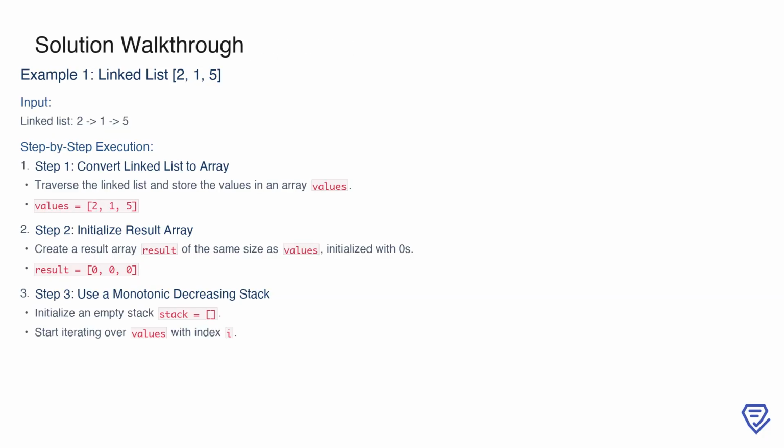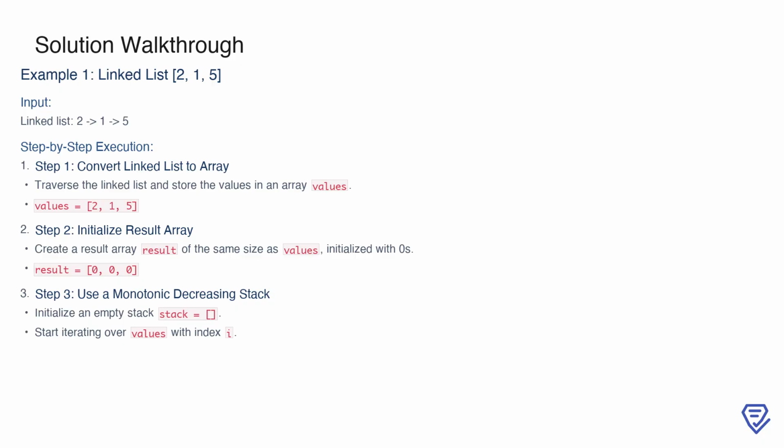We start with the linked list 2, 1, 5. The first step is to convert this linked list into an array. By traversing the linked list node by node, we store the values in an array called values, which becomes 2, 1, 5. Next, we initialize a result array of the same size as values, filled with zeros, so result is 0, 0, 0. This will hold our final answers.